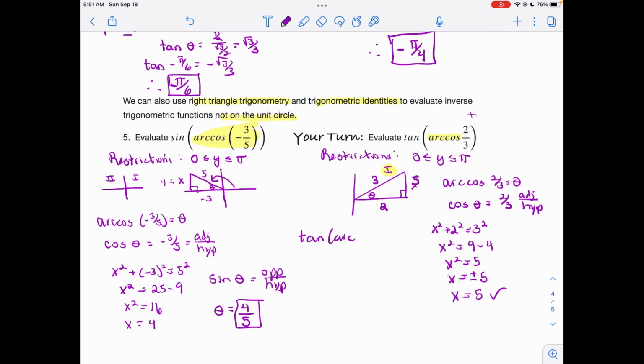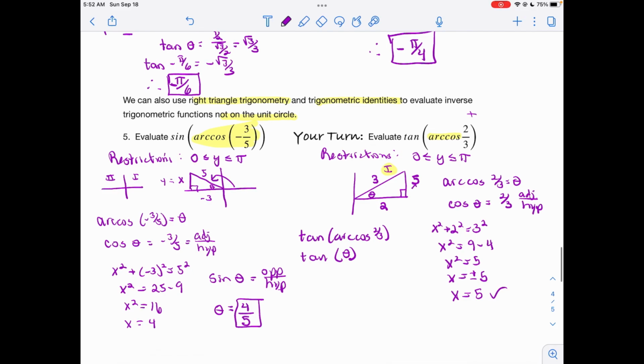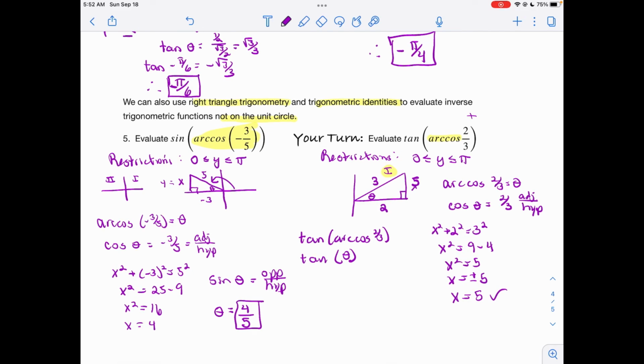So the tangent of the arc cosine of 2/3, I can rewrite that as tangent of theta. And remember, tangent is opposite over adjacent. And so tangent of theta would have to equal opposite, which would be square root of 5, over our adjacent, which is 2.